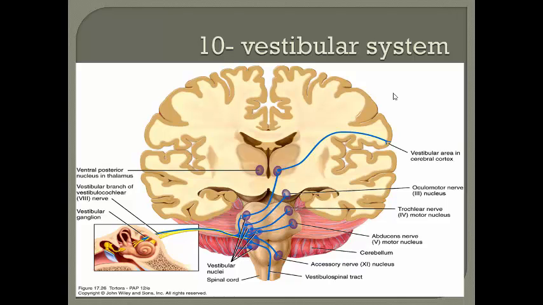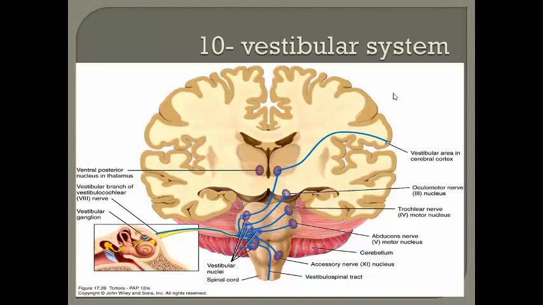There are important abnormalities in balance. One of them is vertigo. Vertigo is the constant feeling of rotation. The patient sees that the room or the surroundings are rotating around him. This occurs when the labyrinth is inflamed.